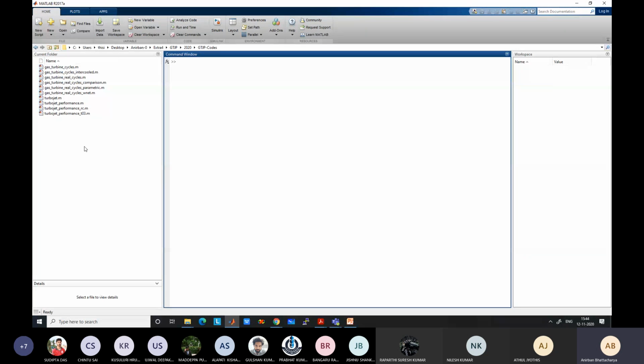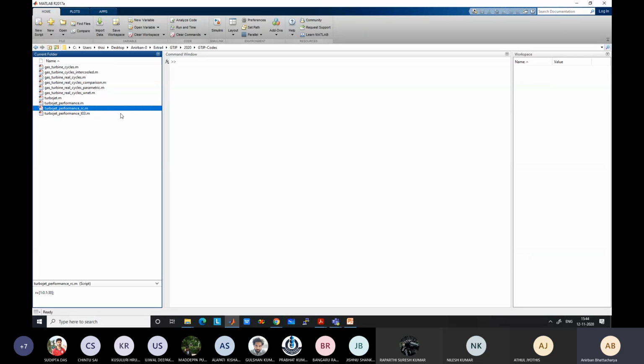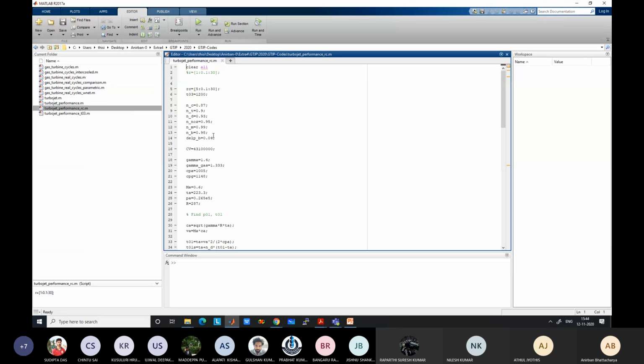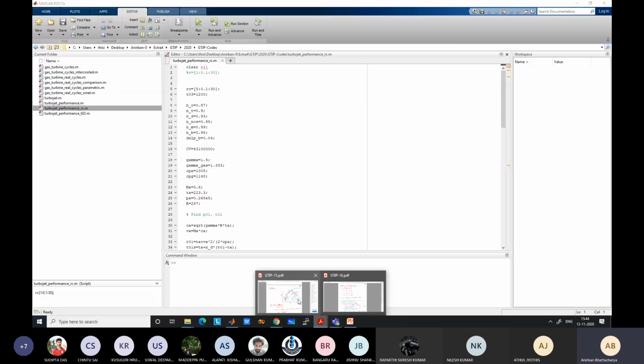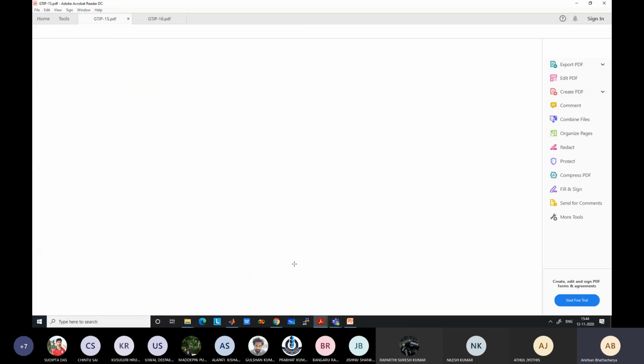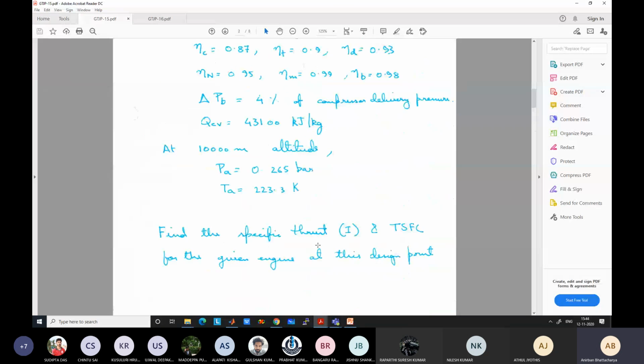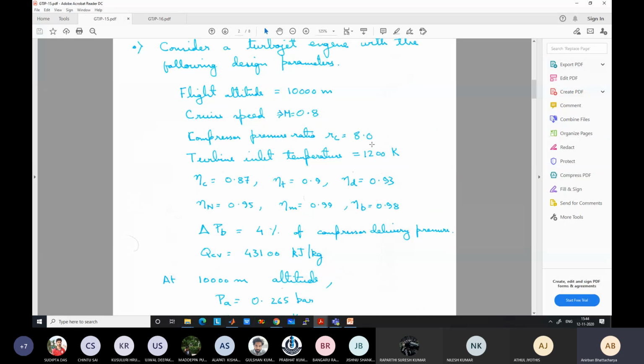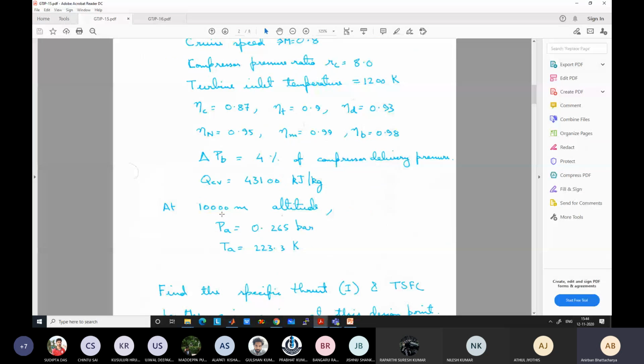How are these plots generated? You repeat the same design point calculation like we did previously, but instead of taking a single value, you take varying values of compressor pressure ratio, for example. In our problem that we solved in the previous class, the compressor pressure ratio was taken as 8, the turbine inlet temperature was taken as 1200, the cruise speed was Mach 0.8, and other variable values were taken. The altitude was taken as 10,000 meters.